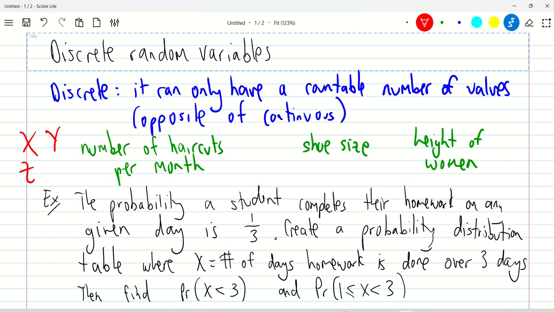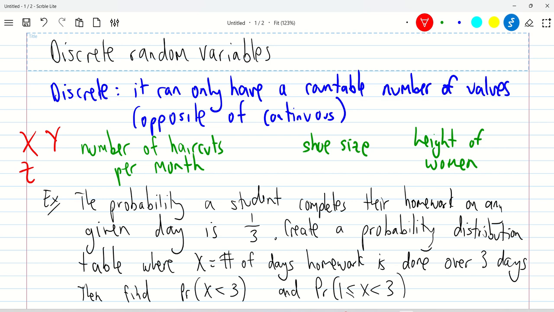Now, what does discrete mean? Well, if you've done other statistics work, it's the same definition here, discrete versus continuous. What discrete means is it can be counted. So it can only have a countable number of values. It's the opposite of a continuous variable. A continuous one, you can't count the number of possible values that it could be.